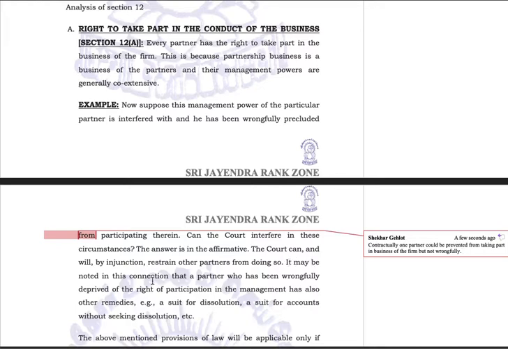It may be noted in this connection that a partner who has been wrongfully deprived of the right of participation in the management has also other remedies, like a suit for dissolution, or a suit for accounts without seeking dissolution. Now he has some other rights as well. He can seek a suit for dissolution, that this firm should be dissolved. Or he can seek a suit for accounts without seeking dissolution, that I do not seek dissolution of the firm but accounts should be shown to me. These are the remedies provided to him by the court and the Act as well.